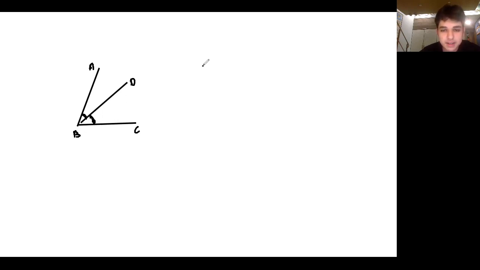Or for example, if I had something like this, an obtuse angle, then these would be my adjacent angles. So that's the concept of adjacent angles. This is pretty simple.